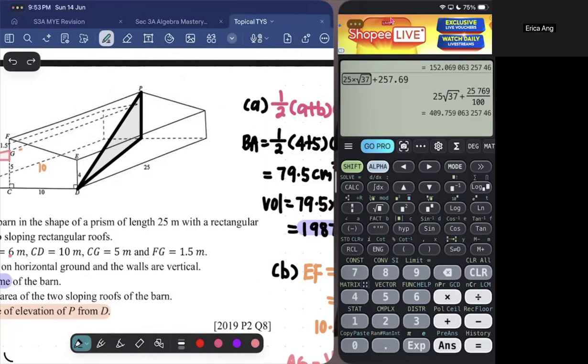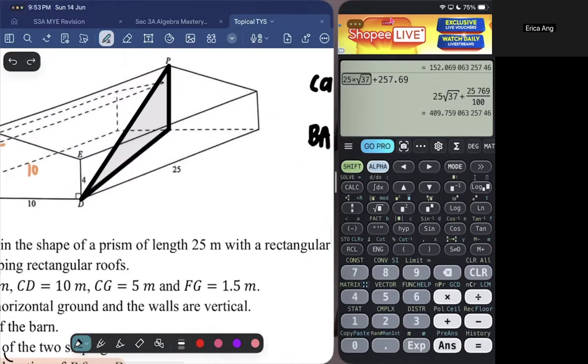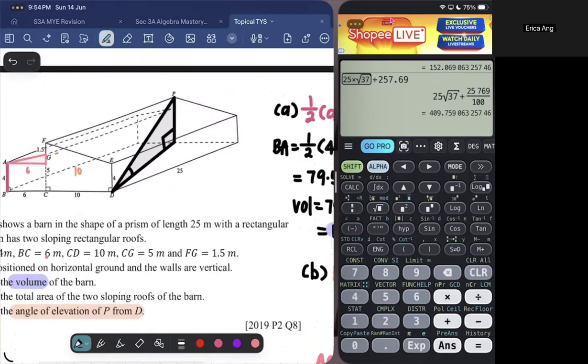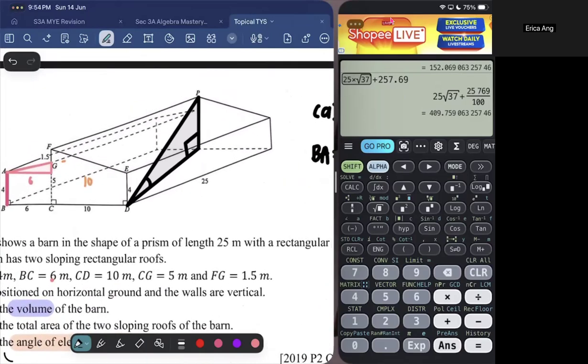But what you need to do is, so my right angle is over here. Okay, so this is my right angle. So my elevation is over here. So if you can find two sides, then you can start to do your SOH CAH TOA already, because angles, correct? So from P all the way down, I know.